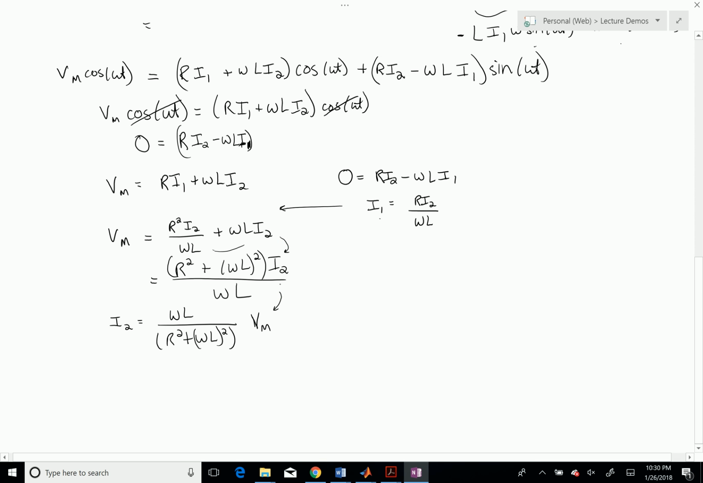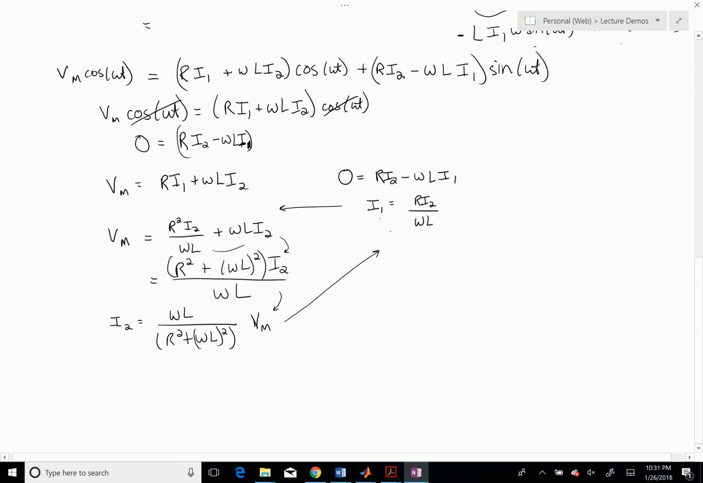So a couple of things that we're going to make some sense of here in a couple of days: eventually we're going to see that omega times L has units of ohms. What this turns out to be is ohms over ohms squared times Vm, which if you look at that carefully has units of amps. We'll get some meaning to that a little later in the next couple of lectures, but for now we see that we've got some relationship that's developed.